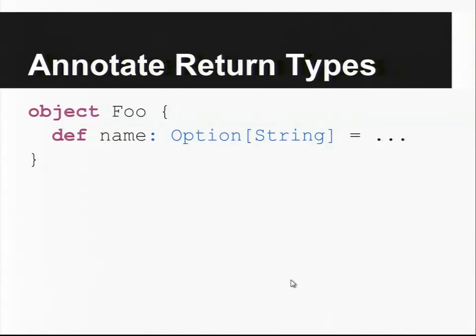For example, object foo returns name. I should document that it's an option of string. One of the common things that gets messed up with using option versus non-option is sometimes you accidentally do an equality comparison of a string to an option of string, and that will always return false. It's a common source of bugs in Scala. If you document it, it helps prevent people from doing this.